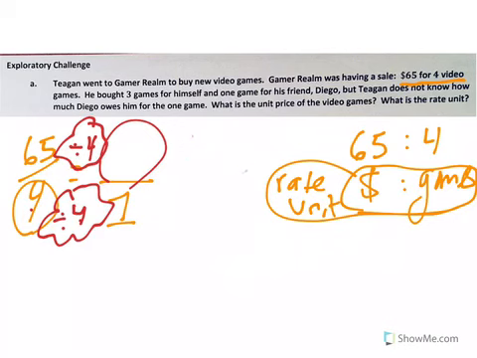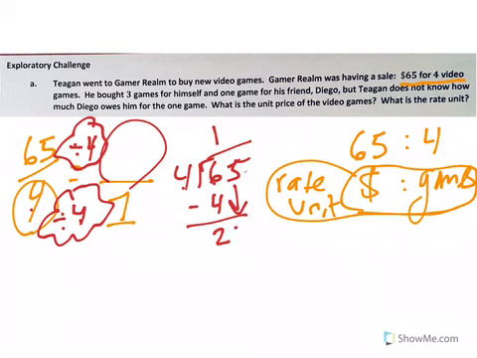All right, if we do 65 divided by 4, 4 goes into 6 one time. 1 times 4 is 4. 6 minus 4 is 2. Drop the 5. 4 goes into 25 6 times. 6 times 4 is 24. We subtract. We have 1. We don't do a remainder with money, right? We do decimals. Like, no one's ever said, here's your remainder. No, they say, here's your change.